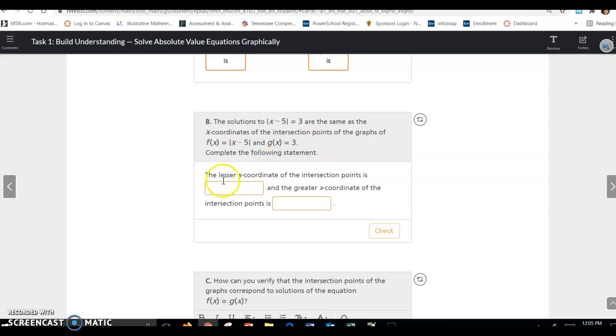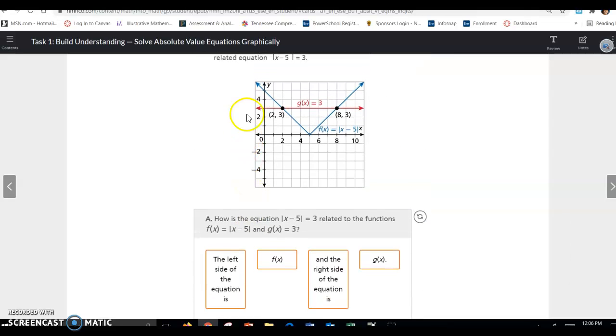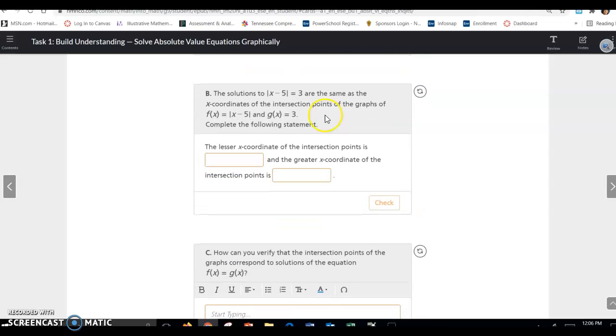Complete the following statement. The lesser x-coordinate of the intersection points is, alright, the lesser of the two is 2, so 2 and 8. And the greater of the x-coordinates is 8.